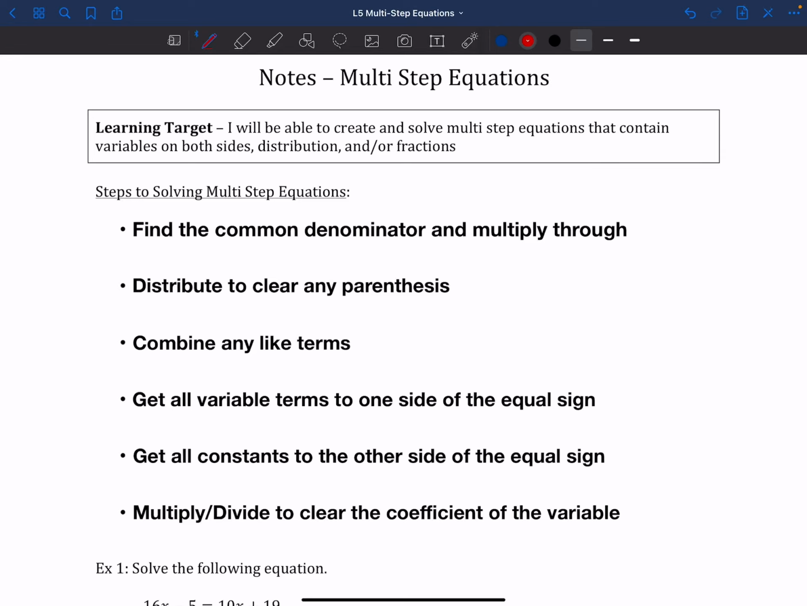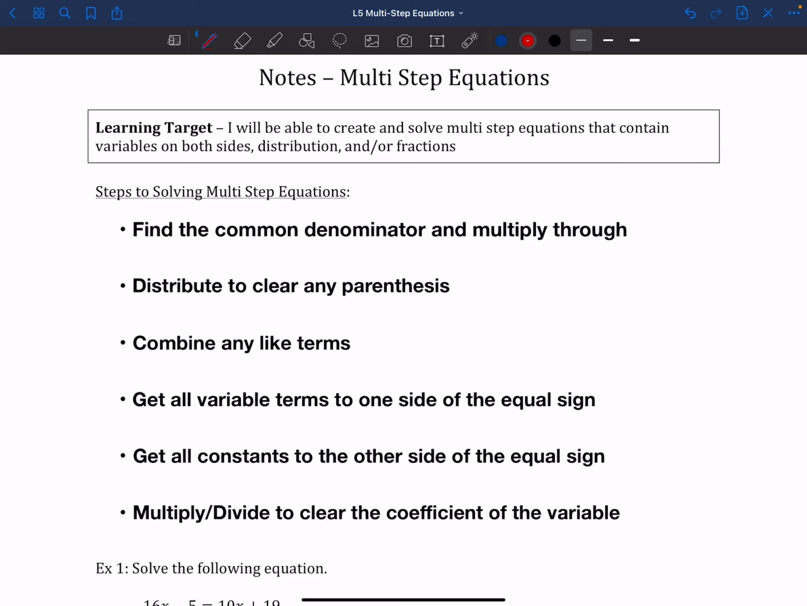So today we're going to talk about multi-step equations, right? So, we've talked about two-step equations and inequalities so far. We're going to take a look today at what happens when you've got quite a few more steps sometimes in those. Alright, so they might sound difficult, right? They might have variables on both sides, distribution and or fractions, but we're going to break it down step by step. So these are our steps, right?